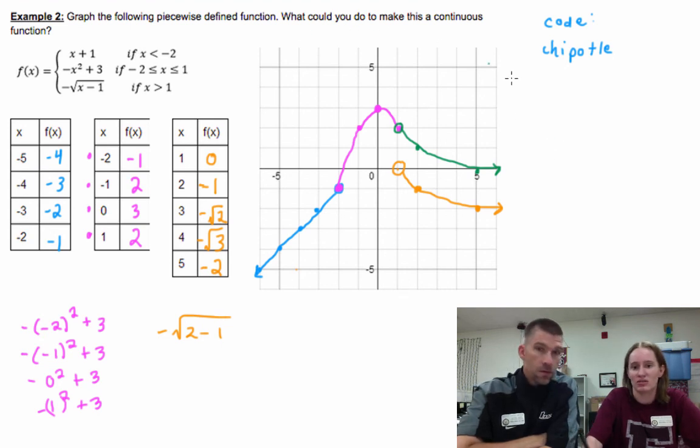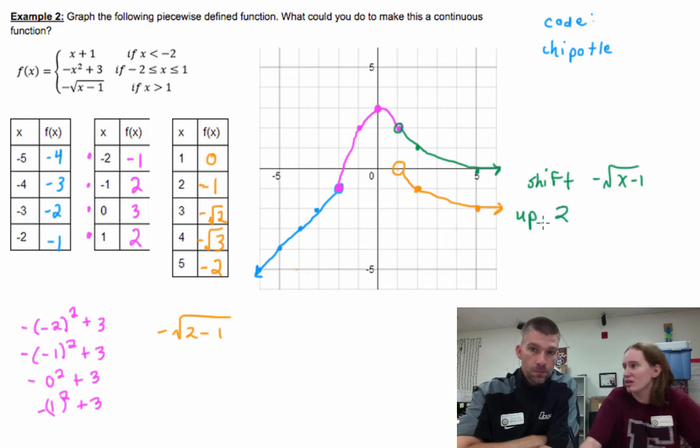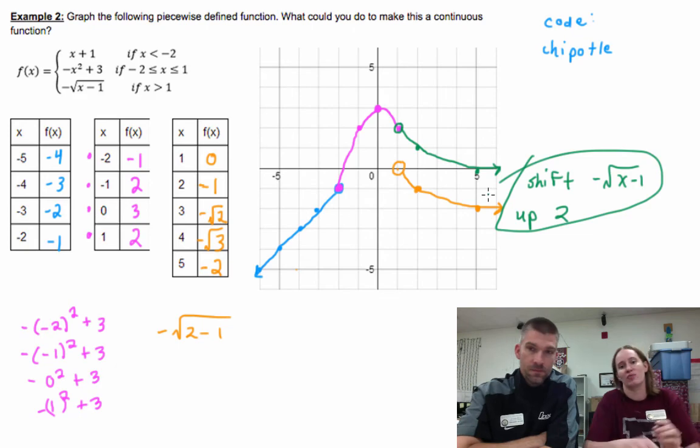That's correct. So the answer to the second question is that we could shift negative square root of x minus 1 up 2 units. A little bit later on we'll talk about what that actually does. We're going to talk about that equation so much this year. Yeah, it's awesome.